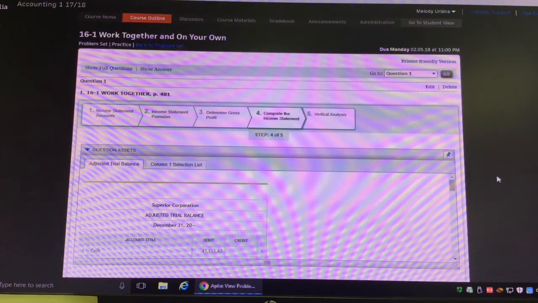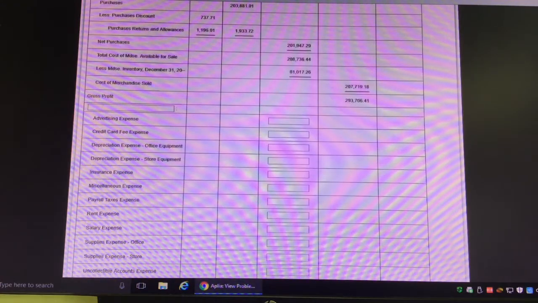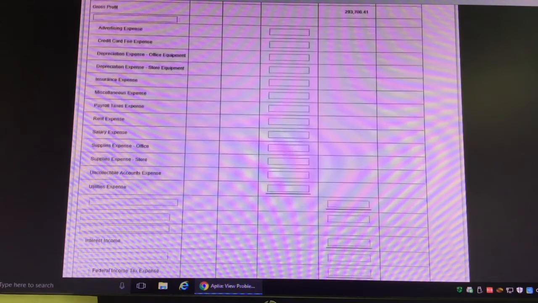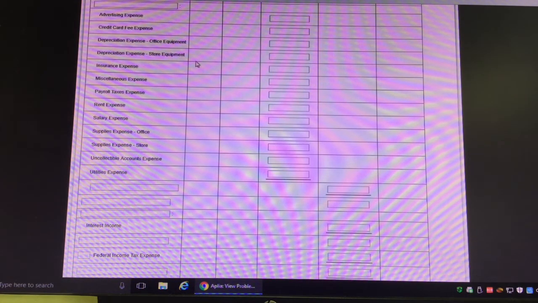$293,706.41. In step 4, they want us to finish the income statement. What we created in step 3 was the first part of the income statement. This tells us how much we made. Step 4 tells us how much we spent. What we need to incorporate is our operating expenses.